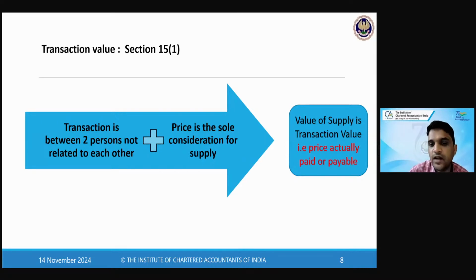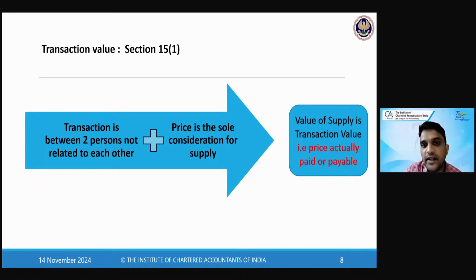Correct. It has been paid or it will be paid in the future. Due or receipt, credit sales. Correct. So when we sell something, we raise an invoice. It can get paid later on or it can be paid instantly.